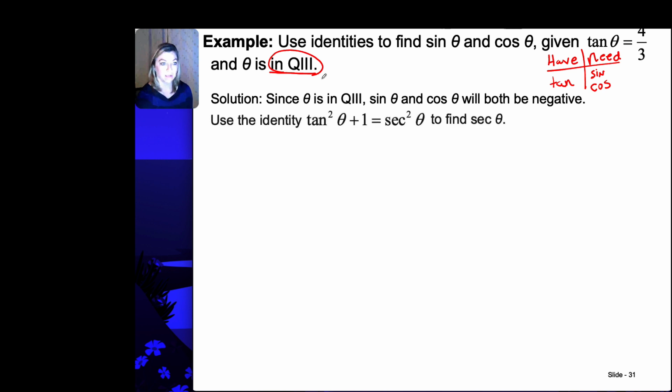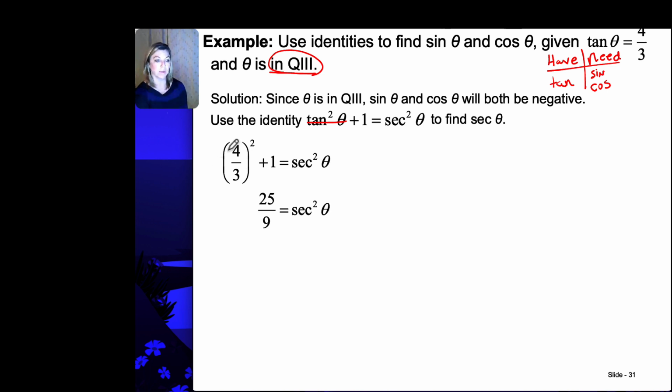All right, here we go. Let's use the identity that I selected to be first, tangent squared theta plus 1 equals secant squared theta, to find secant of theta. So we're going to replace tangent of theta right here with its known value, 4/3. That looks like this, 4/3. Notice that the squared is outside the parentheses. Then we have plus 1 equals secant squared theta. This equation right here, we're going to manipulate until we isolate secant of theta. So I'll start by squaring the 4/3. That would become 16/9, and then adding 1 to that.